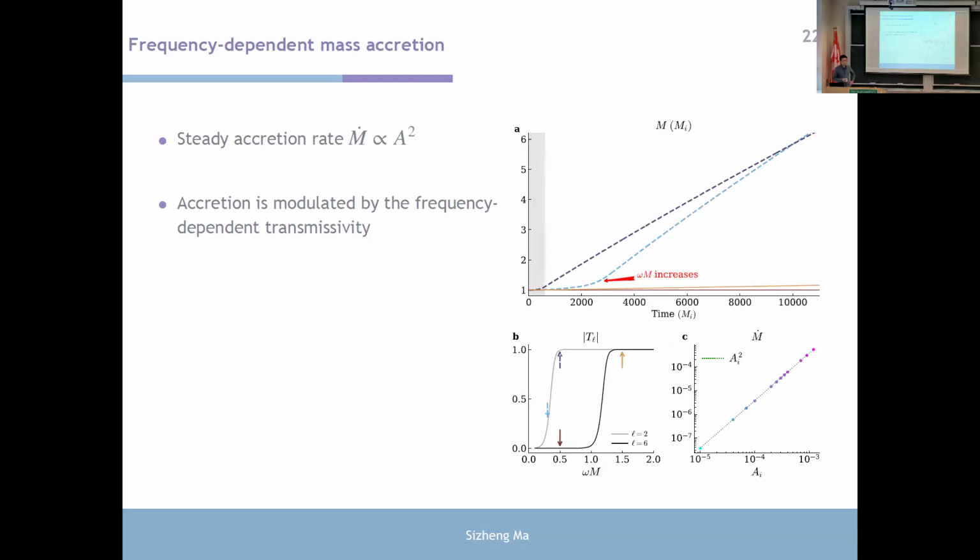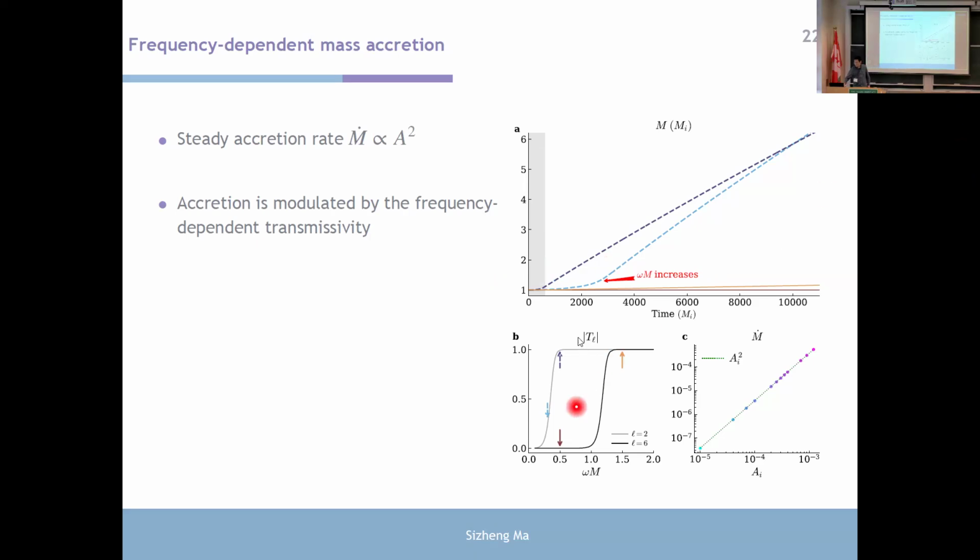Now let's go back to this figure again. In this panel, it shows the transmissivity as a function of omega times M. In the low frequency range, you can see the transmissivity is almost 0. And gradually, the black hole becomes transparent when omega goes to a larger value, and eventually it asymptotes to unity.